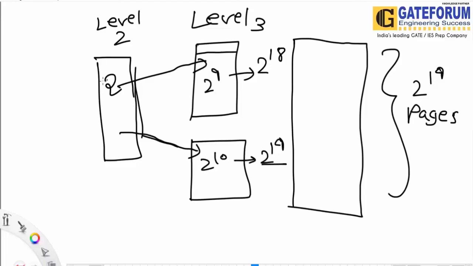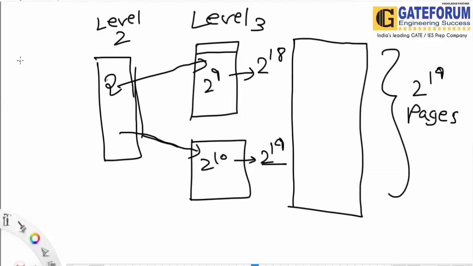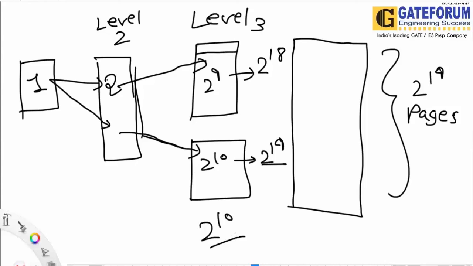So for pointing these, every one can point to 2 raised to 9 from here. Why so? Because both of these belong to 9 bits. Now, for these two different page tables, we require only one entry which will point to both of these two. So I have one here, and I will point to both of these two. So basically here we require 2 raised to 10 in total.